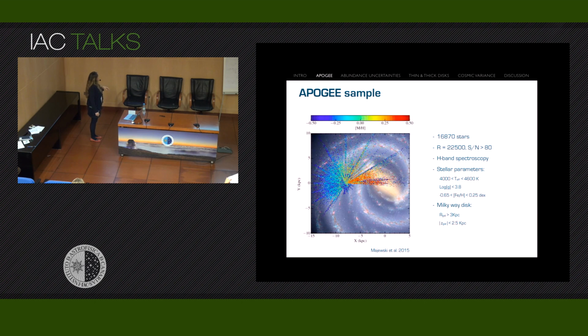We made some cuts in stellar parameters to avoid some systematic errors, to have giant stars. We also cut in metallicity to have this range where you can have both thin and thick disk at the same time. We also made some cuts to avoid the halo stars and also bulge stars.